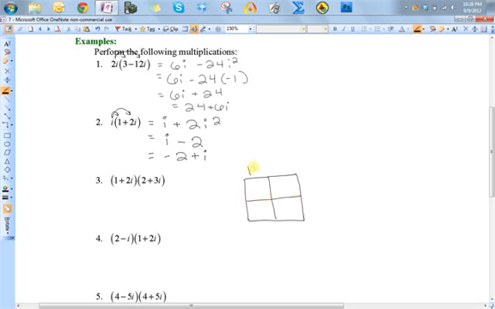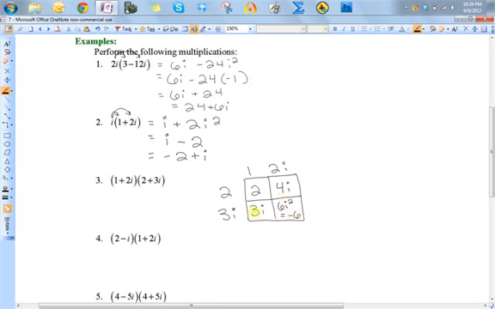and you write the two complex numbers above and to the side, and then where the row and the column intersect, you perform that multiplication. So in this one we would do 1 times 2, which is 2, and then this one would be 4i, 3i, and then 6i squared, but remember i squared equals -1, so this is -6.